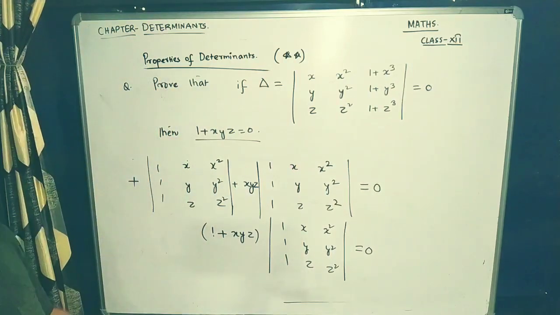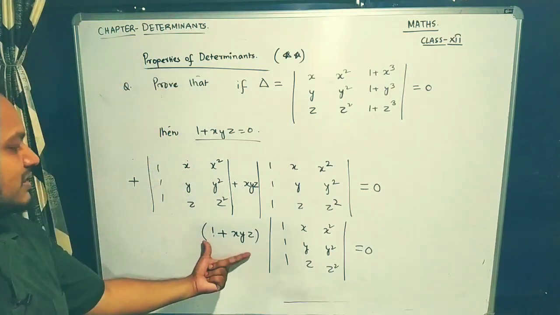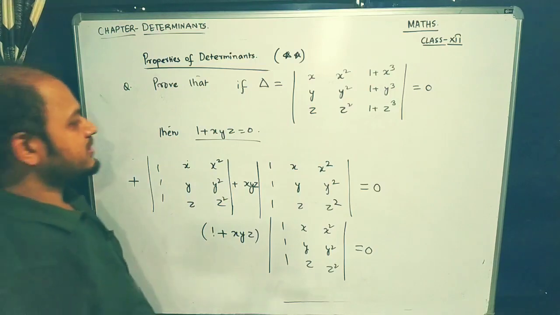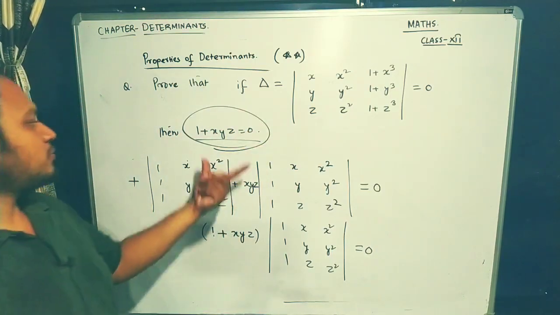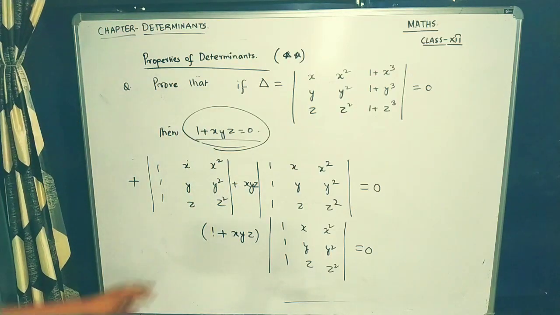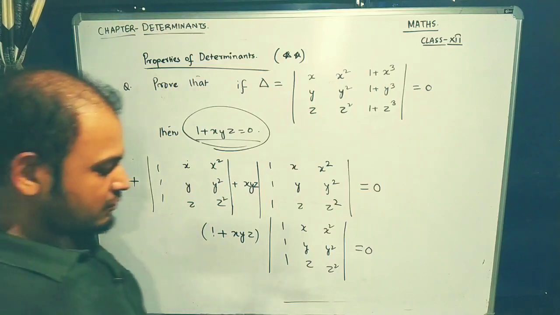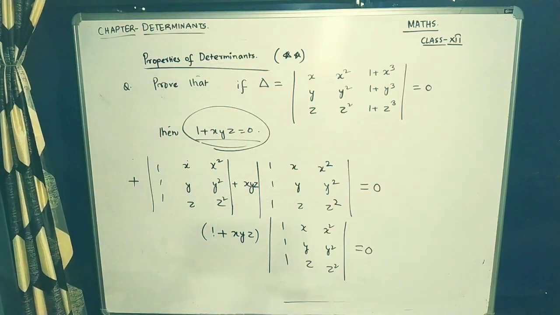So what does that mean? Either this term is 0 or this term is 0. Okay, so in this case, this term can be 0, and that is exactly what the question was asking you to prove. So it is right now proved that 1 plus xyz can be equal to 0, and that is the proof of this question. See how beautifully we have solved it. Try to practice as many problems as you like from your chapter.